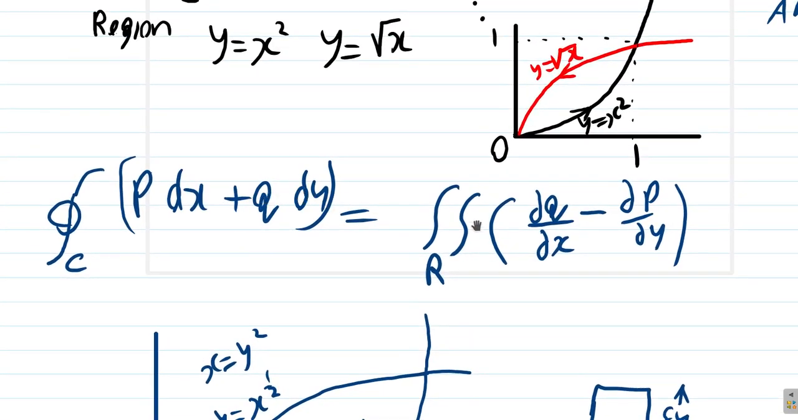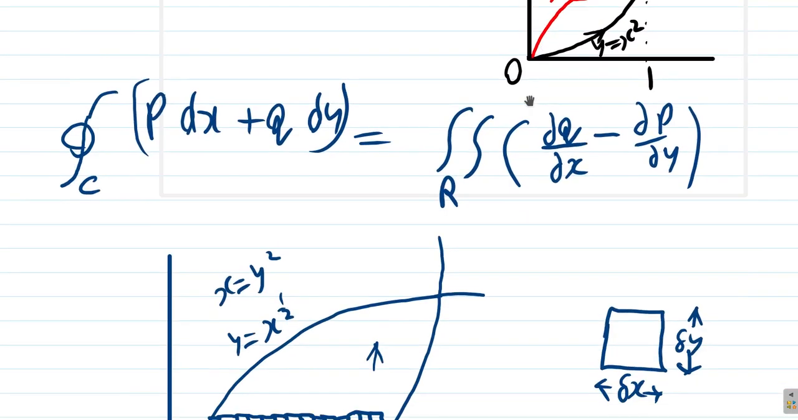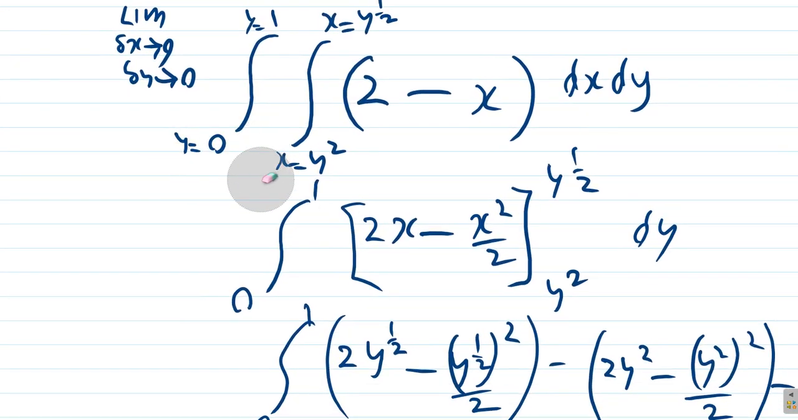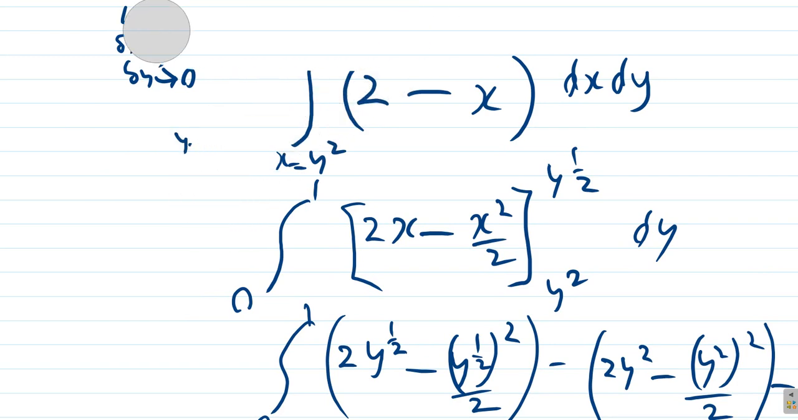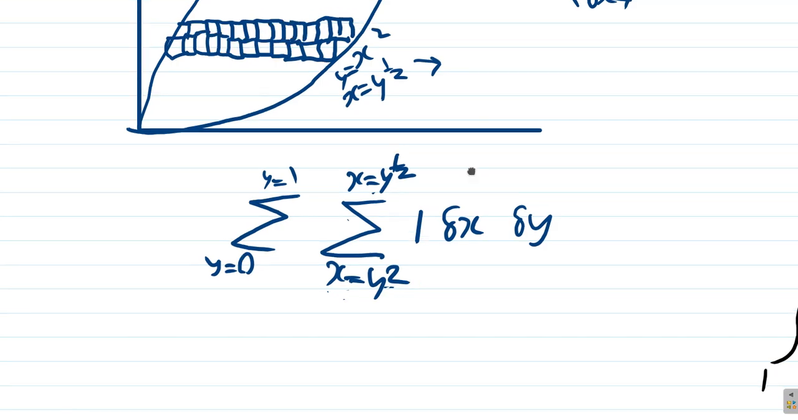Alright, so the formula for Green's theorem you have here is the integral of p dx plus q dy is the double integral of delta q by delta x minus delta p by delta y. Now here we are going to do our double integration. Let's erase the previous work.